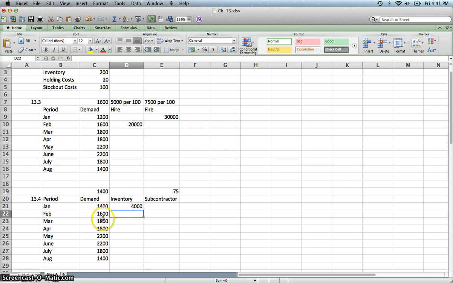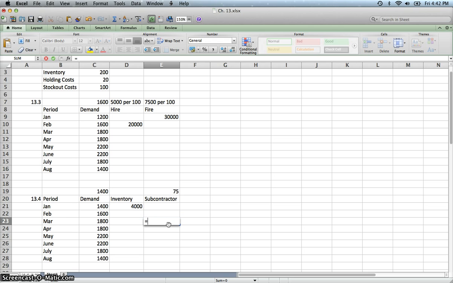In February, we're going to use that inventory because we're going to produce 1,400. We'll use the 200 we have in inventory, and so there's zero cost in February. Now in March, we don't have any inventory here, and we're only producing 1,400. So we have to go up 400 units.